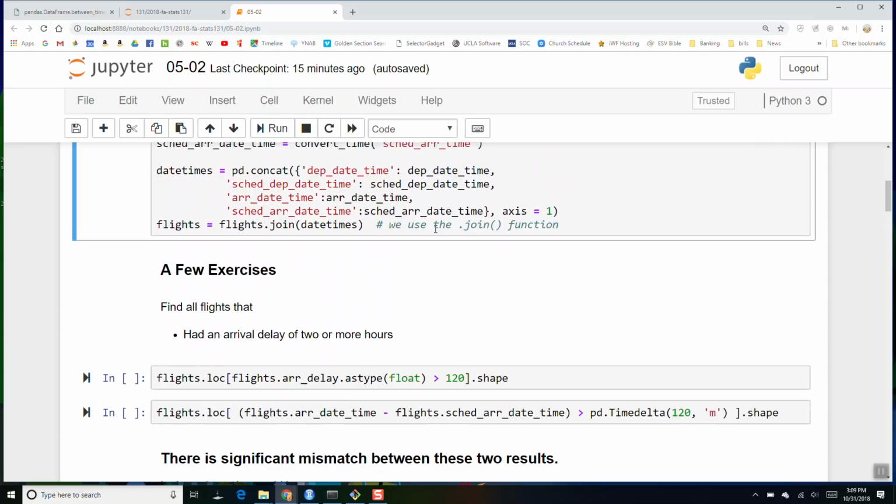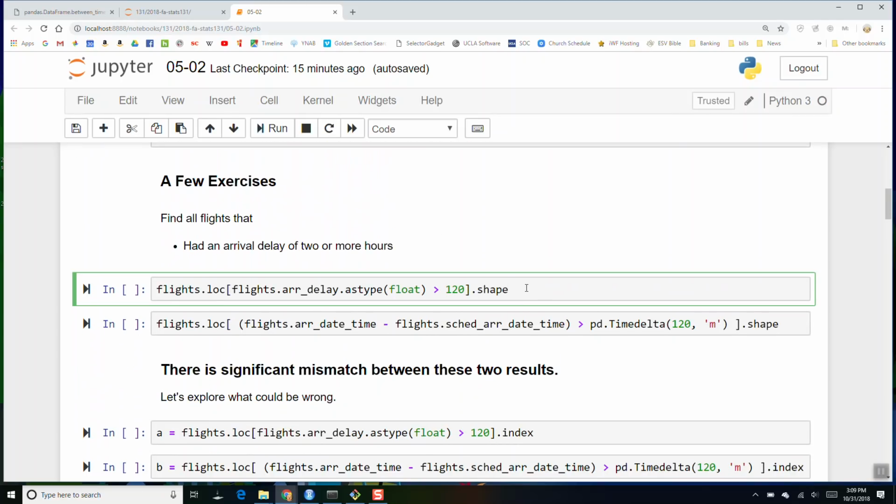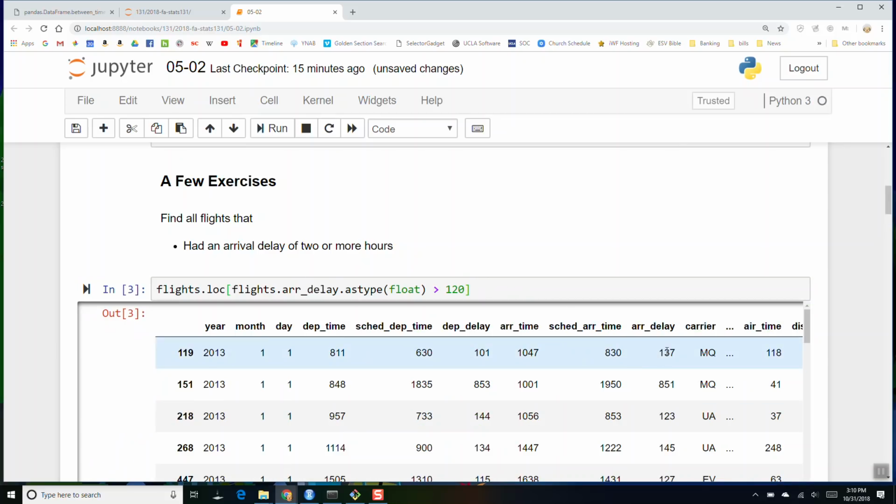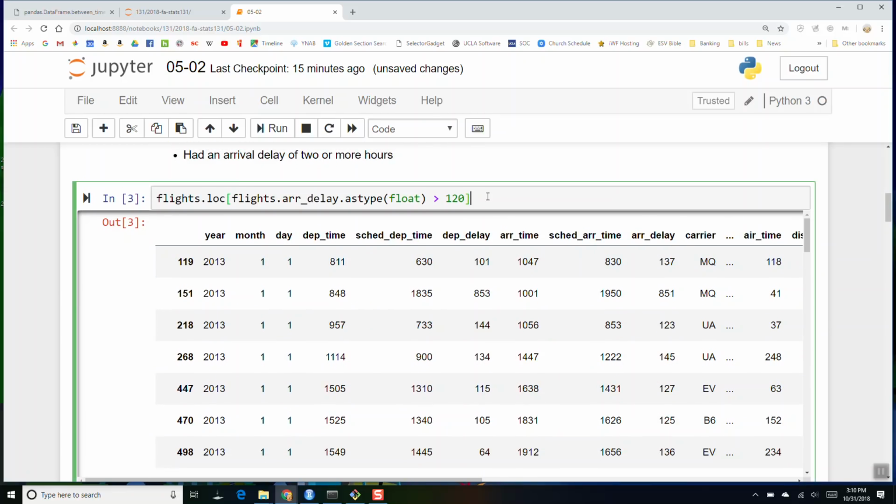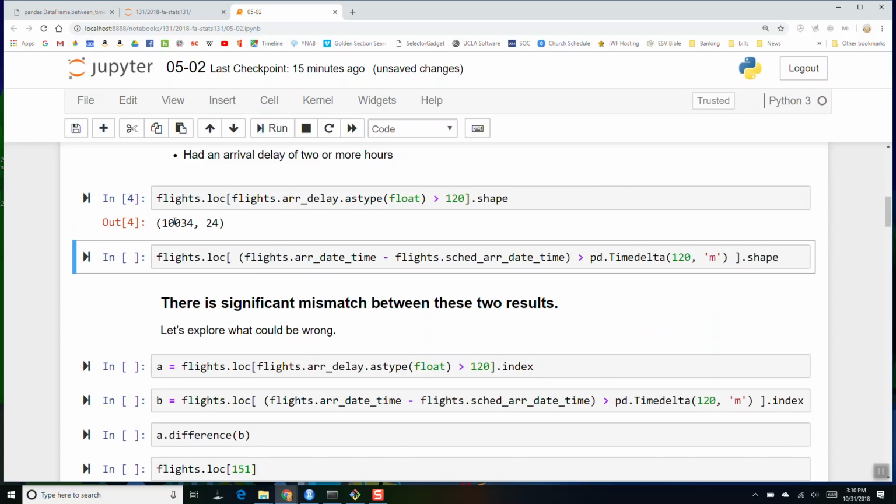Okay, and so here are some exercises, and this is how I discovered that there was a problem. Here I said, okay, let's find all the flights where the arrival delay is over 120 minutes. So we take this arrival delay column, greater than 120, and if I ask for the shape to see its dimensions, we've got about 10,000 of these rows. So there were 10,000 flights originating in New York that arrived over 2 hours late.